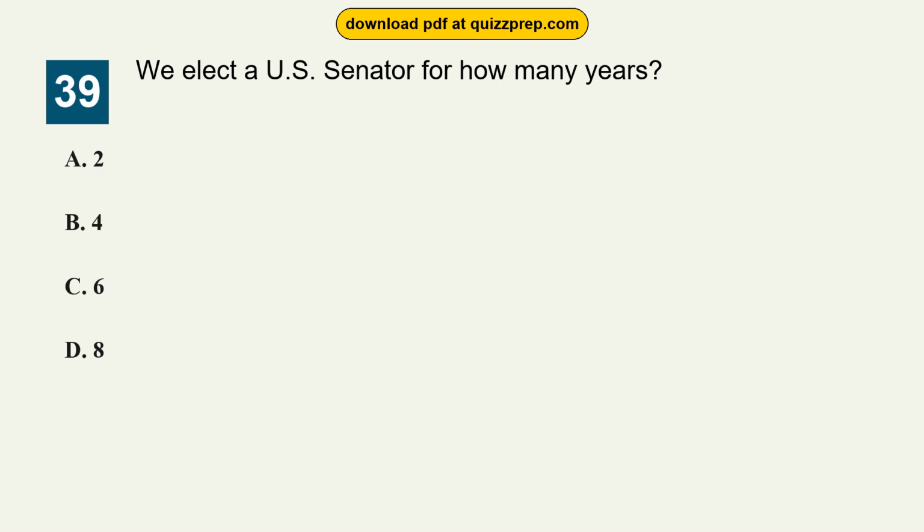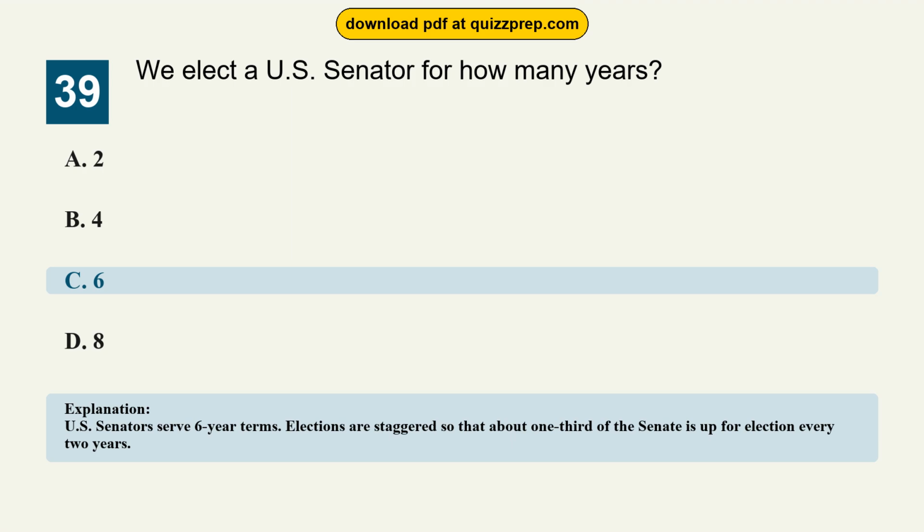Question 39. We elect a U.S. Senator for how many years? Option A, 2. Option B, 4. Option C, 6. Option D, 8. The correct answer is option C, 6. U.S. Senators serve 6-year terms. Elections are staggered so that about 1/3 of the Senate is up for election every 2 years.